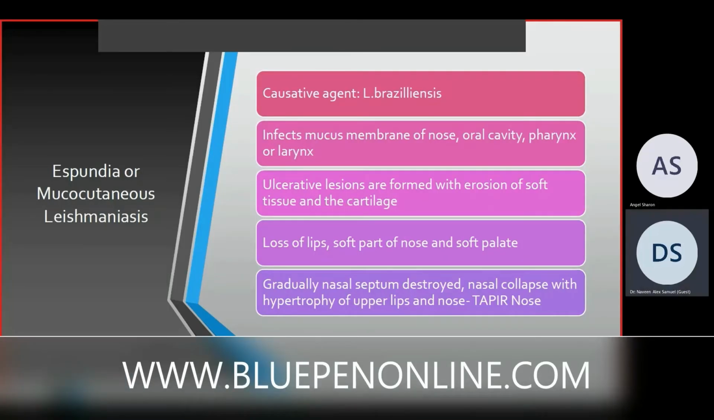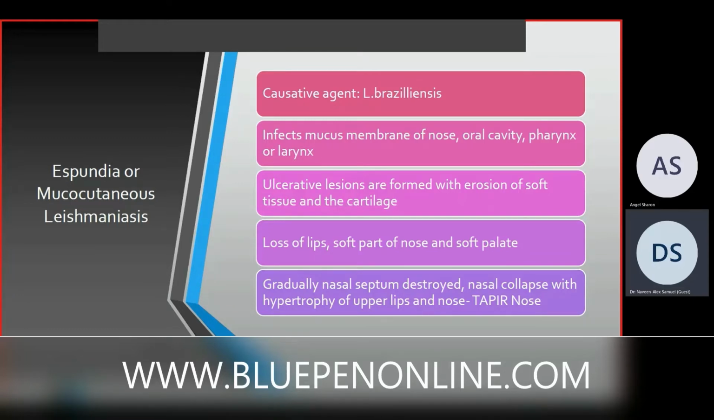Next is Espundia, also called mucocutaneous leishmaniasis. Mucocutaneous because it affects the mucocutaneous areas. The type of leishmania agent which causes mucocutaneous leishmaniasis is Leishmania brasiliensis. It infects the mucous membrane of the nose, oral cavity, pharynx, or the larynx. All these are mucocutaneous areas. Ulcerative lesions are formed with erosion of the soft tissue, and it also erodes the cartilage.